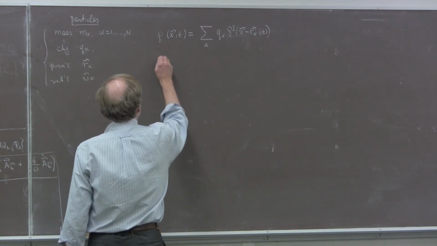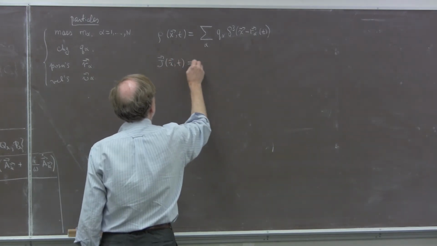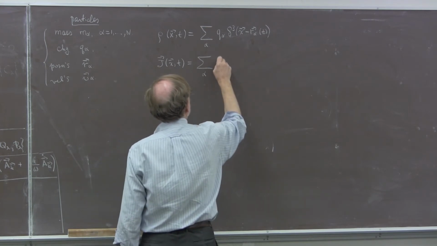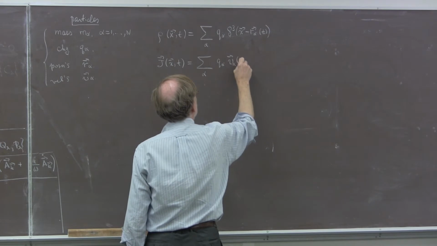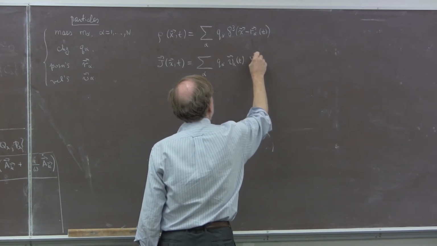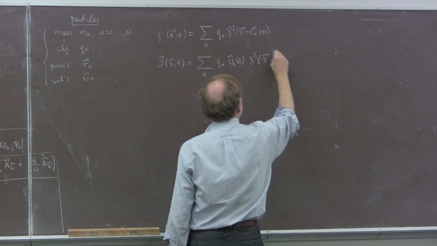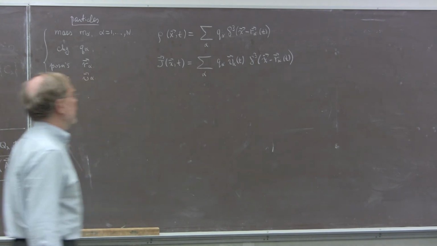Likewise, if you want to write down the current, the current density J of x and t for a collection of charged particles like this is the sum over the particles of the charges q alpha. Now we need to multiply by the velocities, which are also functions of time, and again, a three-dimensional Dirac delta function, x minus r alpha of t, like so, and that gives us the current density.